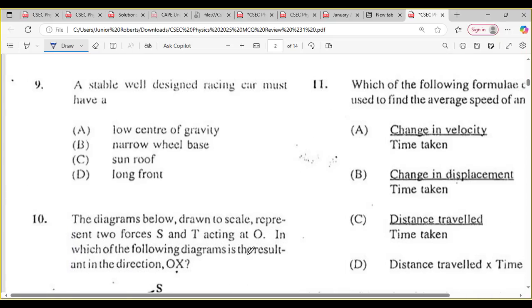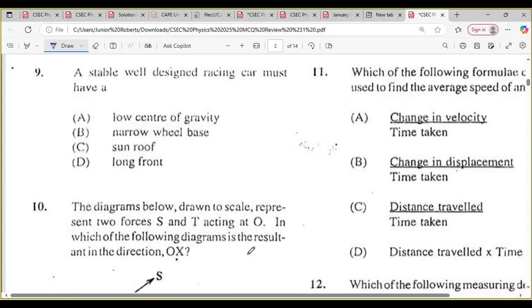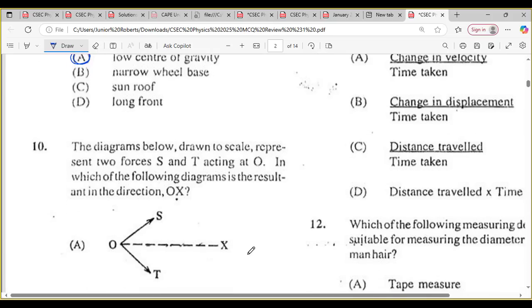Number 9 now says a stable, well-designed racing car must have. So it says stable. For an object to be stable, we know that the lower the center of gravity, the more stable the object will be. So for it to be stable, it must have a low center of gravity. Our best option in this case would be A. So number 9 is going to be A.